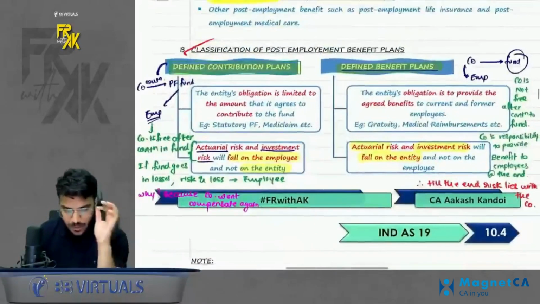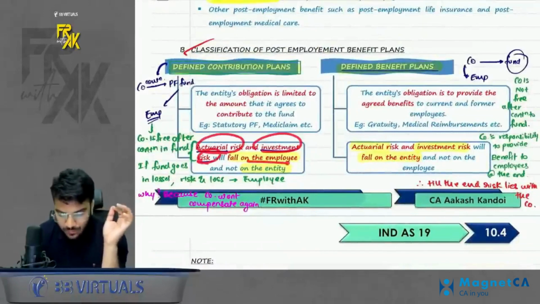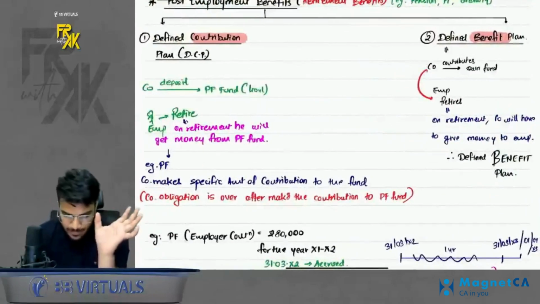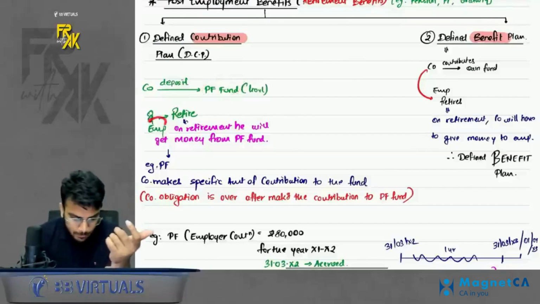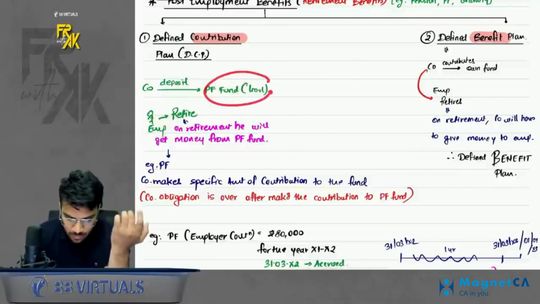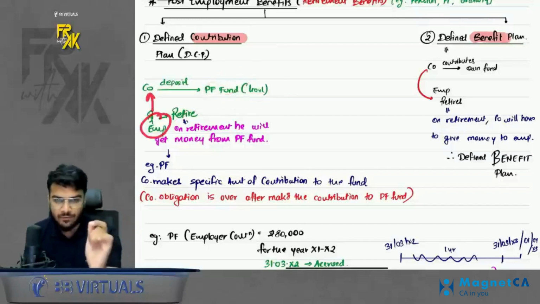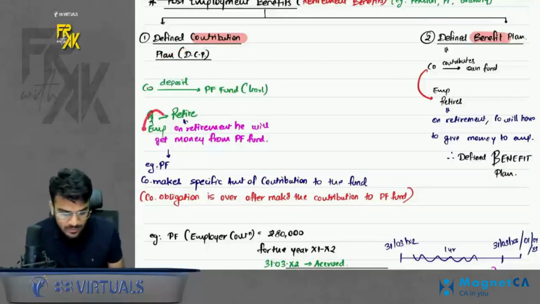One more thing. In defined contribution plan, the actuarial risk and investment risk will fall on the employee. What is the meaning of this risk? The risk that if, let's say for example, this fund goes bankrupt, who will have to bear the loss? The employee will have to bear the loss. Why? If this fund is not able to give the money, the employee cannot reach out to the company again for the money. The company will say, we had deposited the money in the fund, now you will have to ask the fund only.